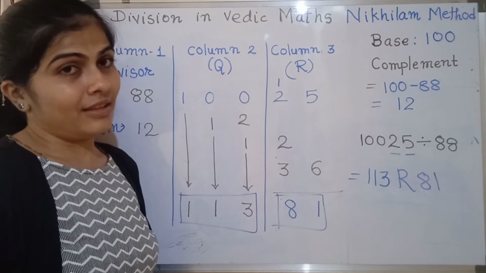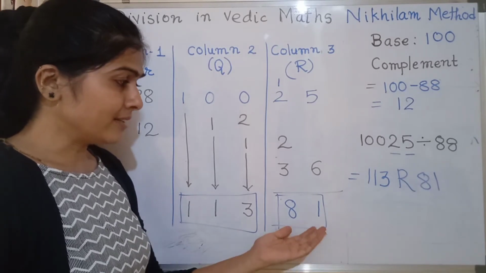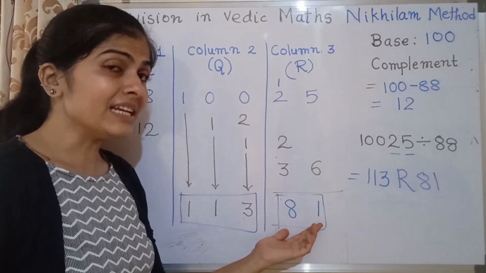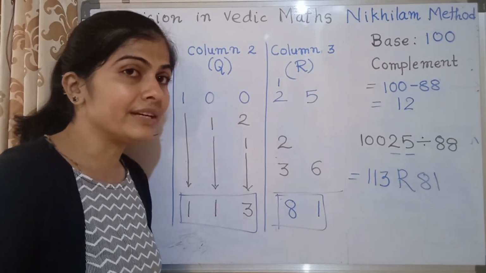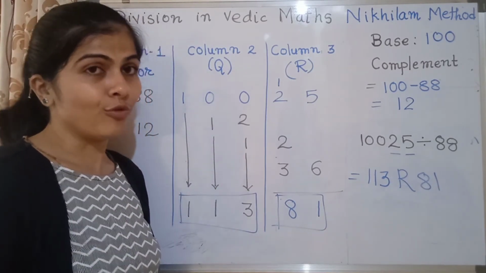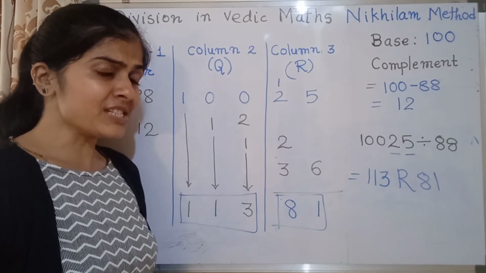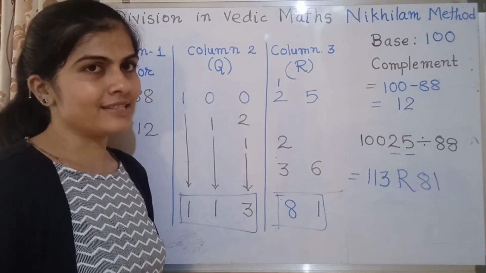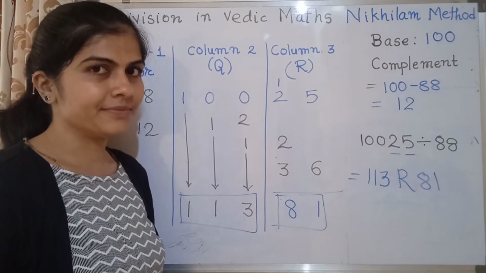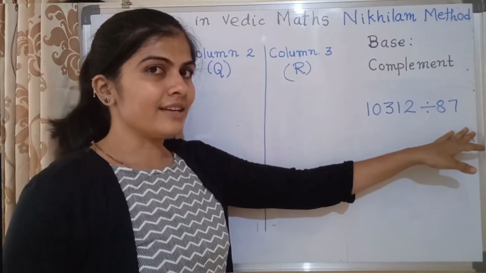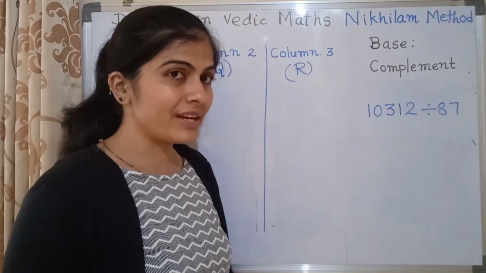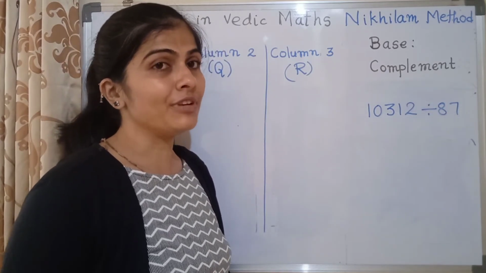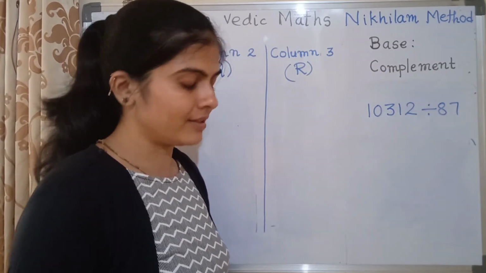Now, it may be possible that this remainder is greater than this divisor, even though this procedure is completed. Then what should we do? What are the measures that we should take care of? Let's consider an example about it. I have considered a case in which your remainder would be greater than this number 87. Then how can we resolve that query? Let's see.